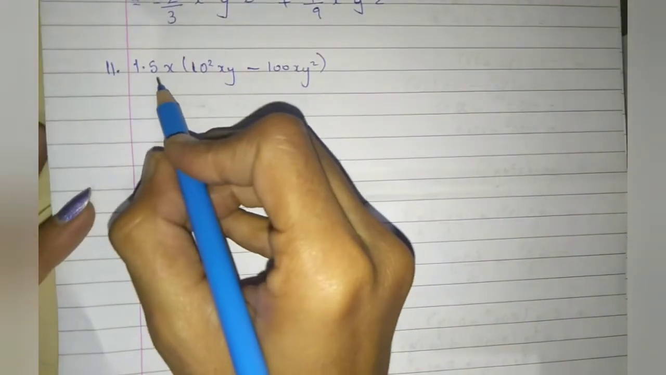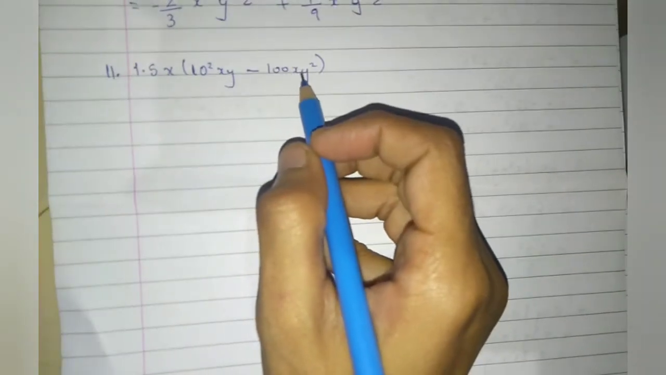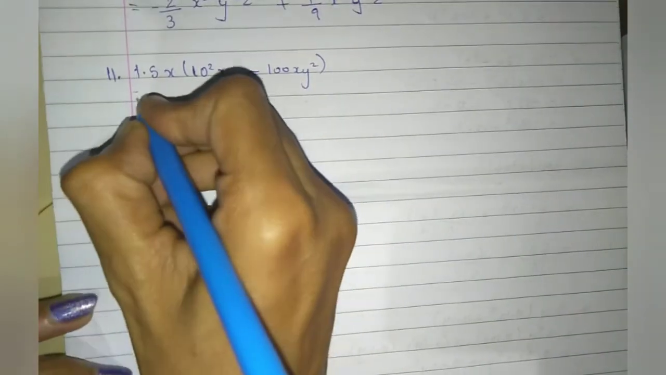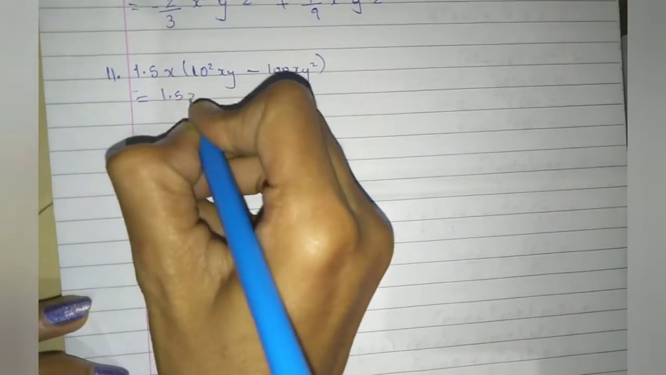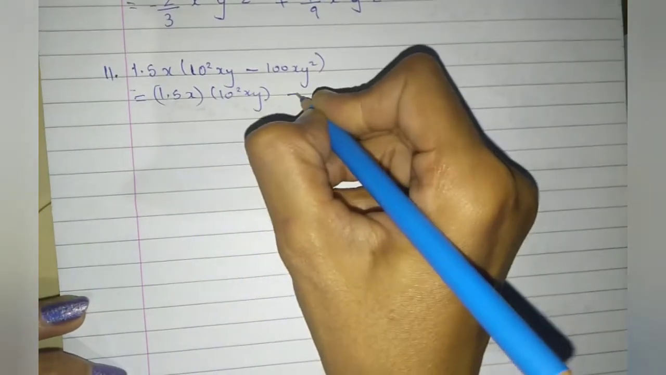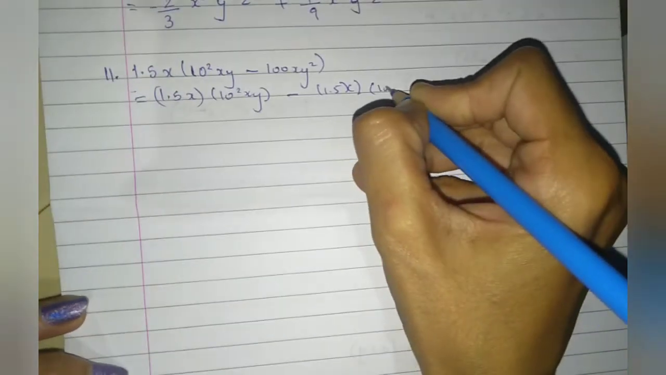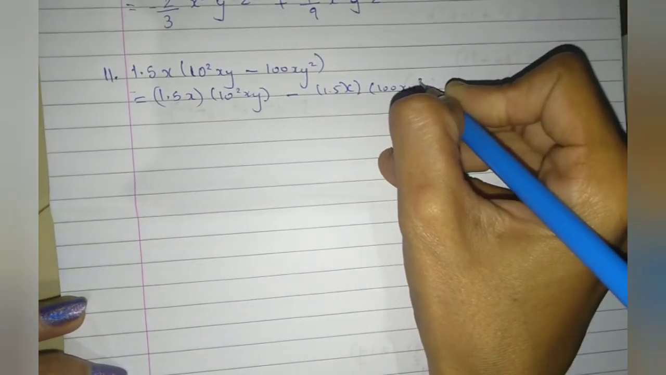11th one, 1.5x into (10x²y − 100xy²). Now what we have to do here? Open the bracket. So 1.5x into 10x²y minus 1.5x into 100xy². So we have to multiply.